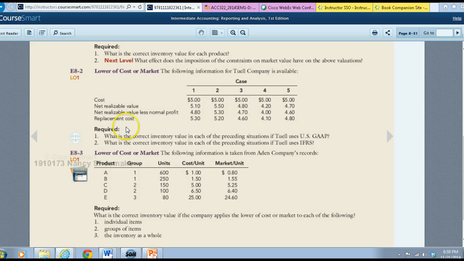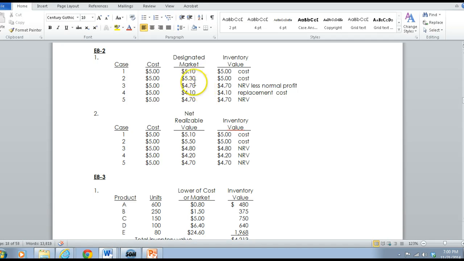8.2. So the correct inventory value. So we've got our case 1, 2, 3, 4, 5. This gives us our net realizable values. This gives us our realizable values minus the normal profit. And here's the replacement cost. Now, again, remember, if the replacement cost is lower than our cost, then we need to look at the ceiling and the floor and see where that replacement cost is.